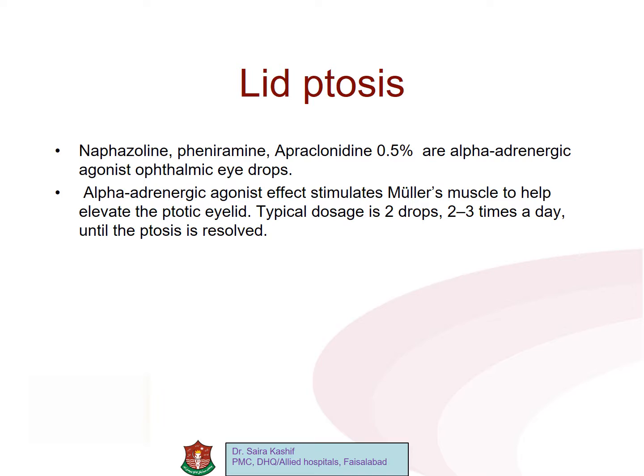For the ptosis, we can give the patient alpha-adrenergic agonist eye drops such as naphazoline, phenylephrine, apraclonidine 0.5%, 2 to 3 drops 2 to 3 times per day.